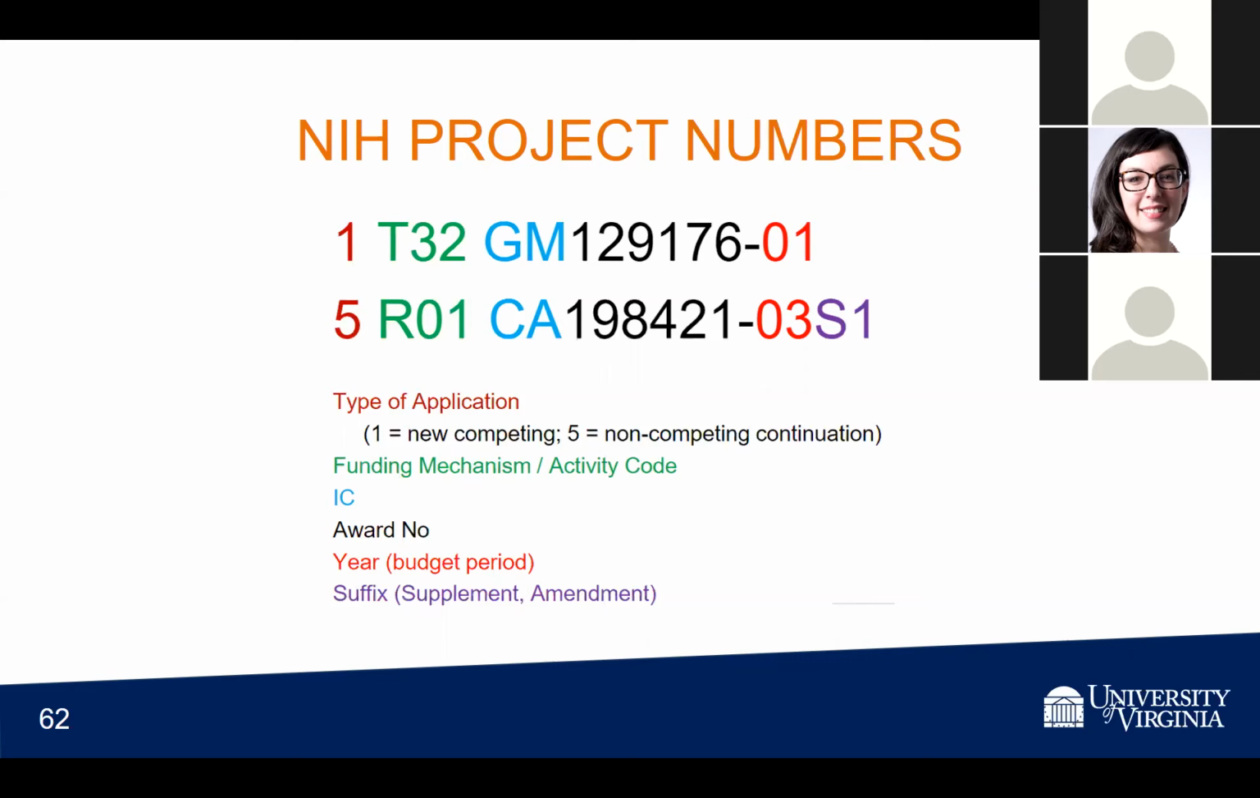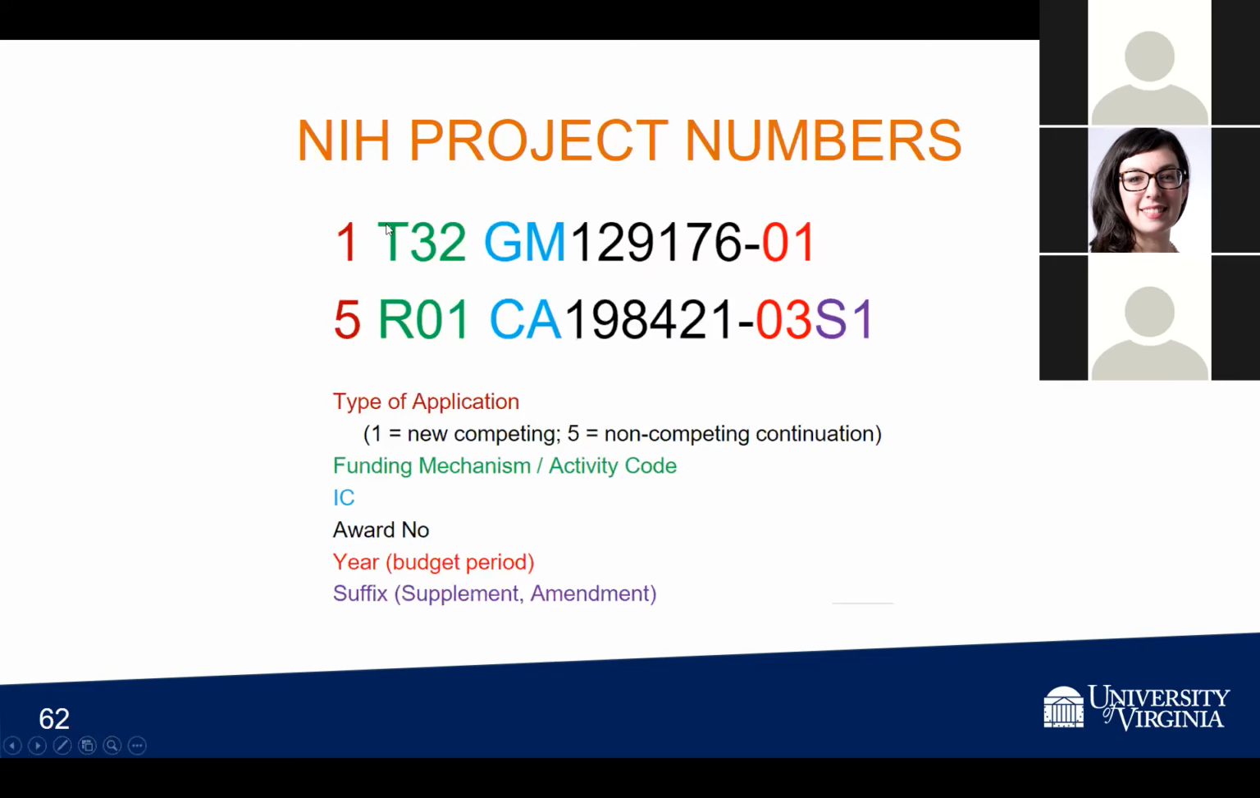The next is the award number. It's 6 digits, followed by the year or budget period, so 01, 02, 03. And then if there's a supplement or amendment or something else going on, that'll get tacked on to the end. In this case, in the second example there, S1 would indicate that it's a supplement.